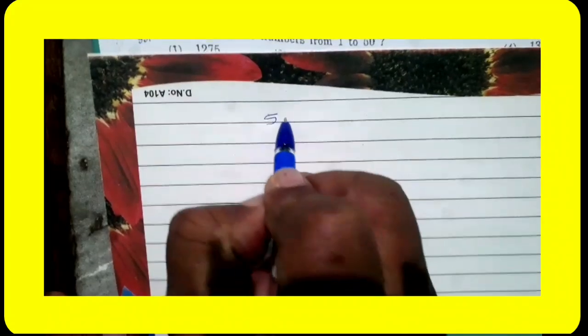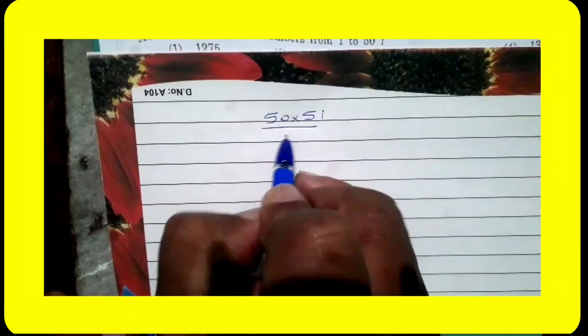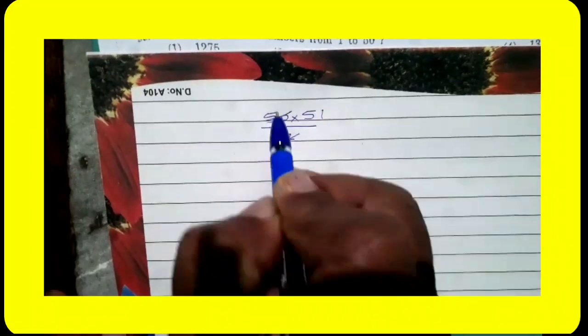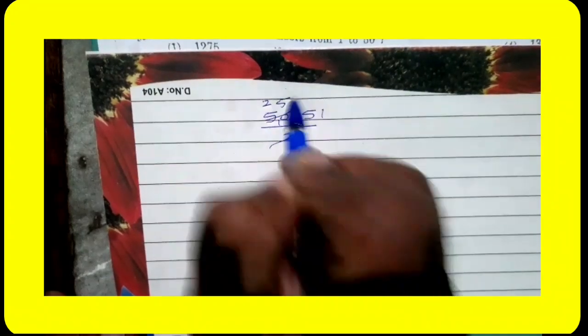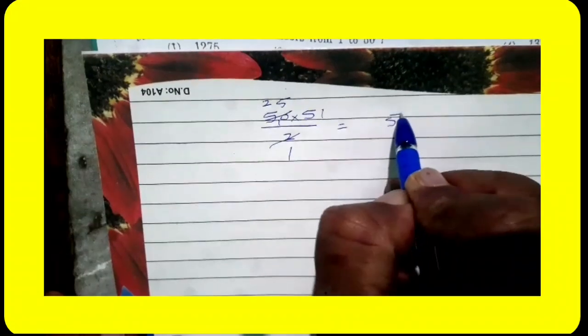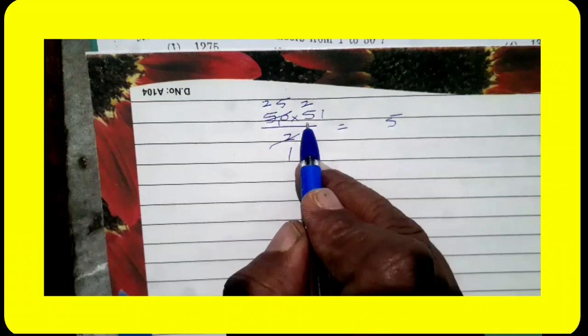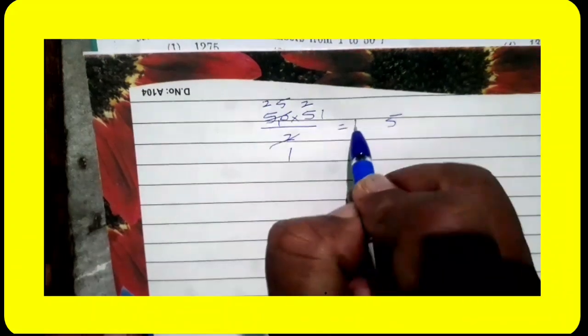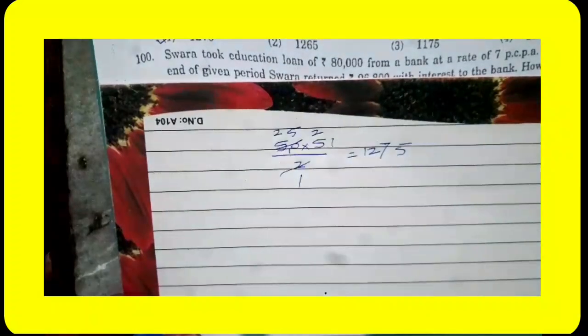Sum of numbers 1 through 50. 50, next number is 51, divided by 2. 2 divided by 2, 2 times 2 is 4, and 2 times 5 is 10. 25 times 1 is 25. Carry 2. 25 times 5 is 125 plus 2, 127. Our answer is 1275.